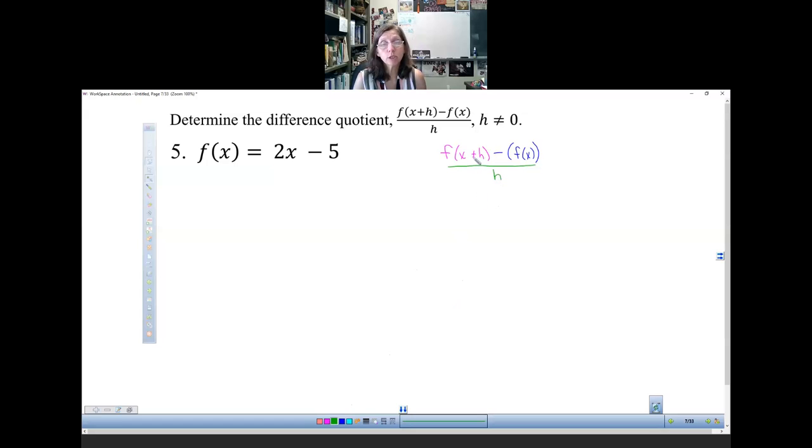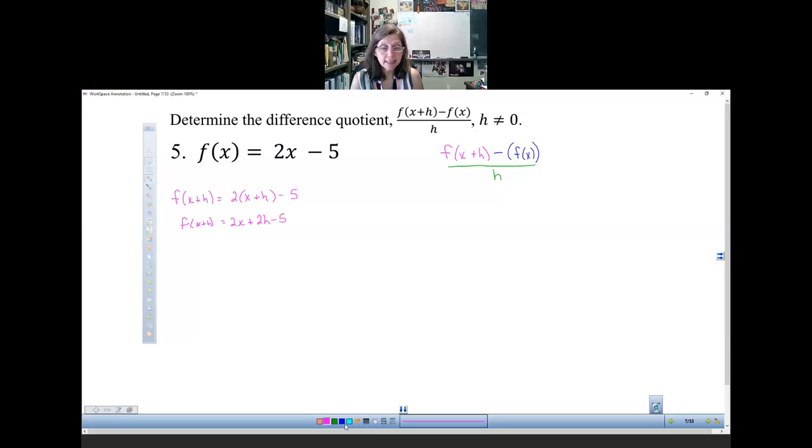So the first thing I'm going to do is the step of finding f of x plus h. So my function is f of x is equal to 2x minus 5, and I want to find f of x plus h, which means that I have 2 parentheses minus 5, and my x plus h goes in my parentheses. And so f of x plus h is 2x plus 2h minus 5. That's this value right here. That's step number 1. Okay? Nice enough?